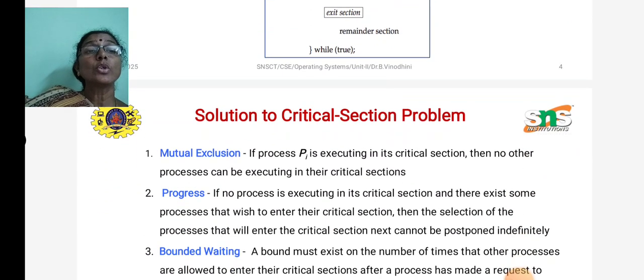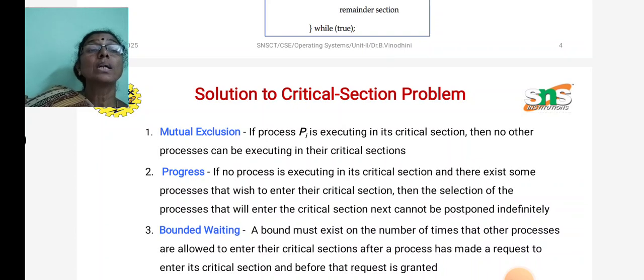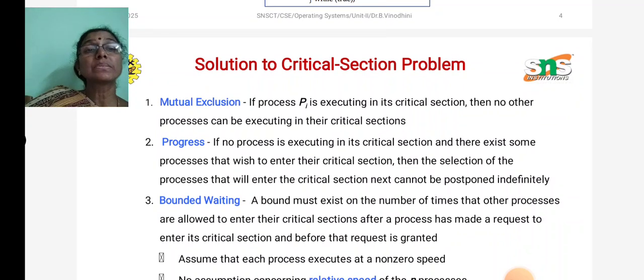In the last video we have seen that a solution to the critical section problem must satisfy three requirements. The first one is mutual exclusion. What does mutual exclusion mean? If you have processes P1 and P2, and process P1 is executing in its critical section, then no other process can be executing in the critical section. This is the mutual exclusion requirement, which is the primary requirement.